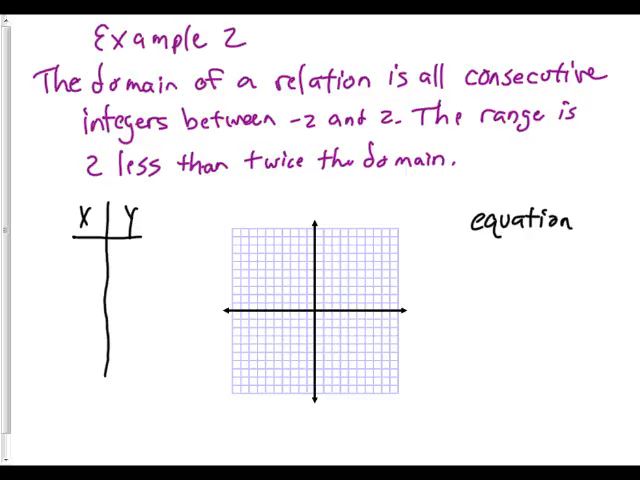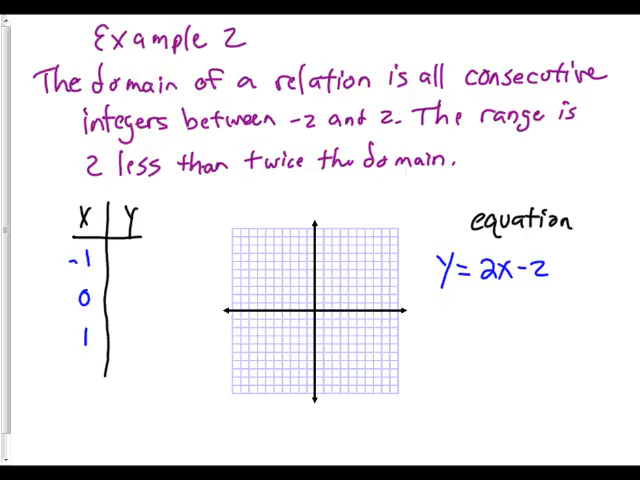Example number 2: the domain is all consecutive integers between negative 2 and 2. The range is 2 less than twice the domain. So we have to come up with our domain and range. Remember, domain is x. So the domain is all consecutive integers between negative 2 and 2. So negative 2 and 2 are not included. That means negative 1, 0, and 1. Our equation, since the range is 2 times the domain minus 2, is 2x minus 2.